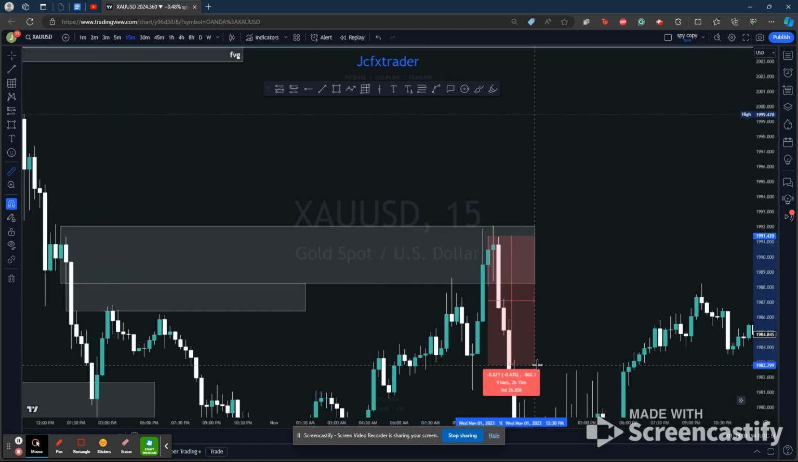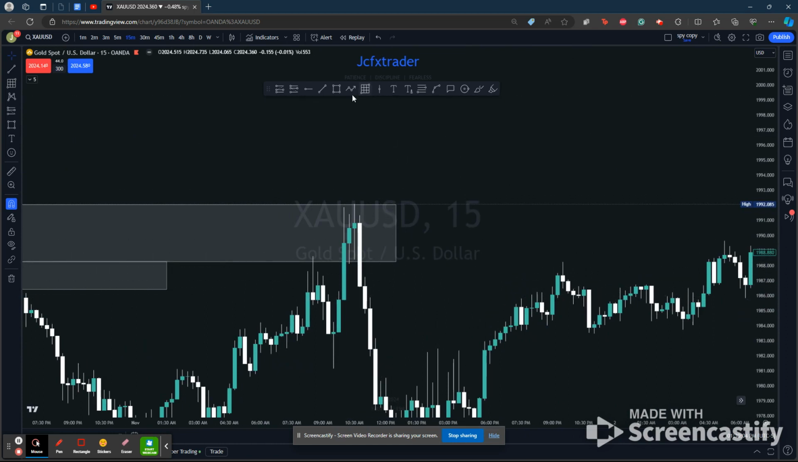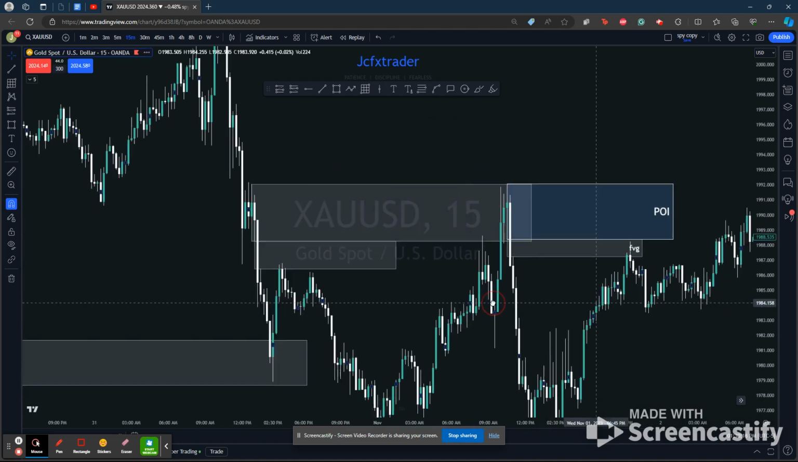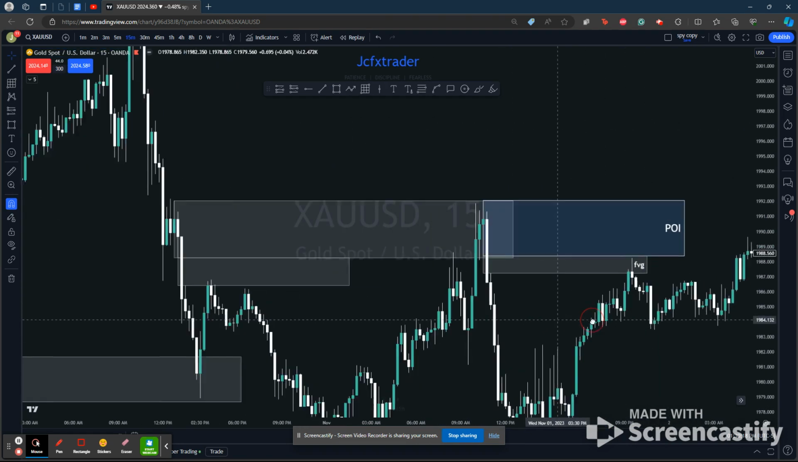We would see a big reaction, right? And we see that this technically created another order block, right? Now we would wait for price to come back to the order block, and if we see a reaction, we can take a trade off it.